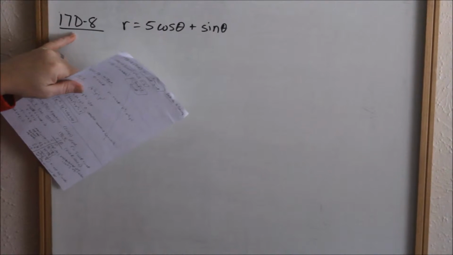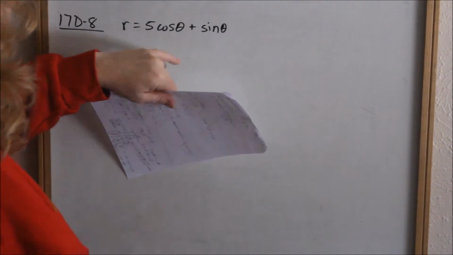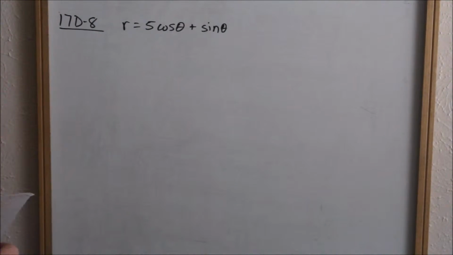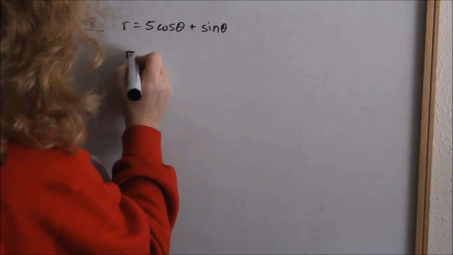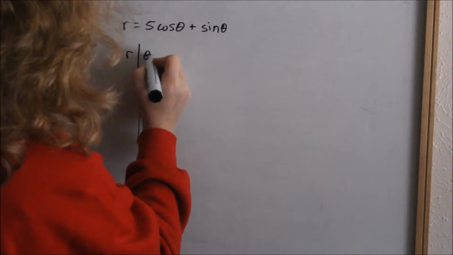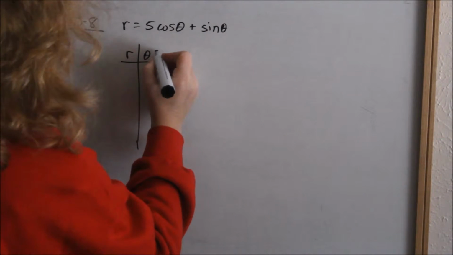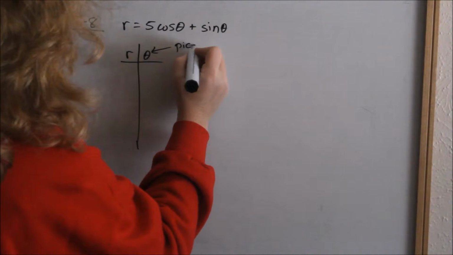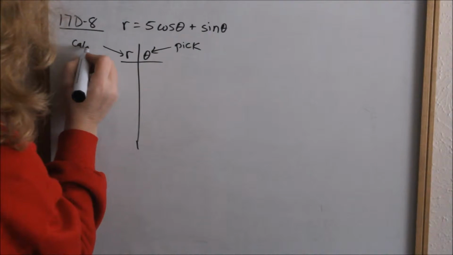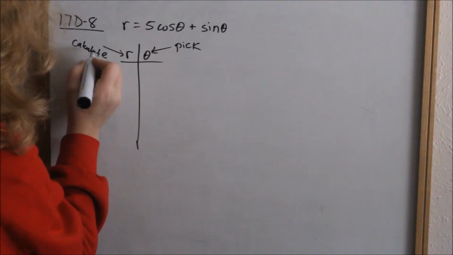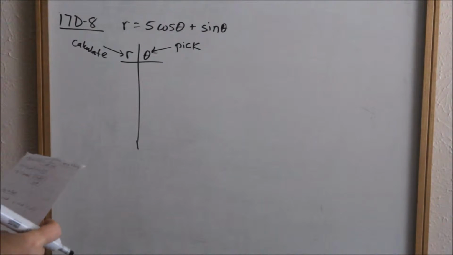Okay, now looking at 17D8, r equals 5 cosine theta plus sine theta. I'm going to do it just by calculating r's. I'm going to pick values for theta. So I have r and theta. So you pick the values for theta, and then you are calculating r. Okay, so the theta is what you're picking.